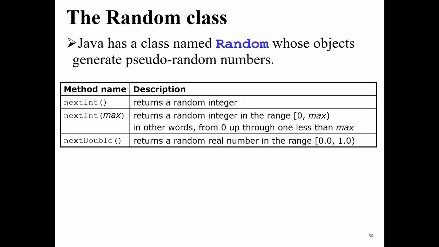If you would like to use double random numbers, it's good to use nextDouble, and this will return real numbers between 0 and 1. Again, 1 is excluded, so it's between 0 and 0.9999.